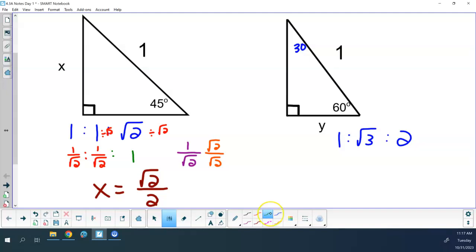If, again, in this case, my hypotenuse is 1, then I would have to divide all of them by 2. So my long leg would be the square root of 3 over 2. My short leg would be 1/2. In this particular case, because we are looking for the side across from the smallest angle, we are looking for the shortest side, so that would be 1/2.